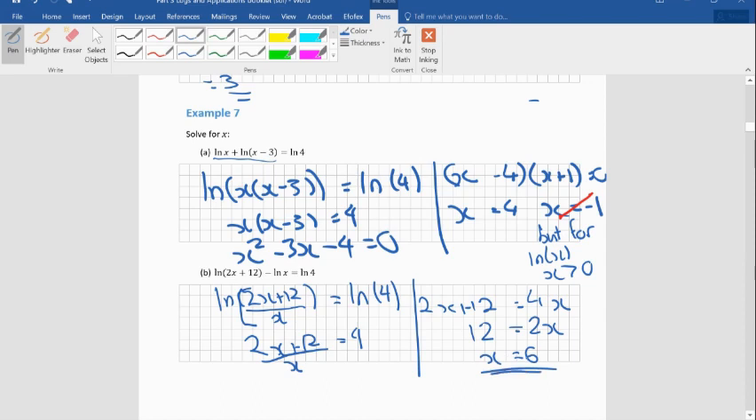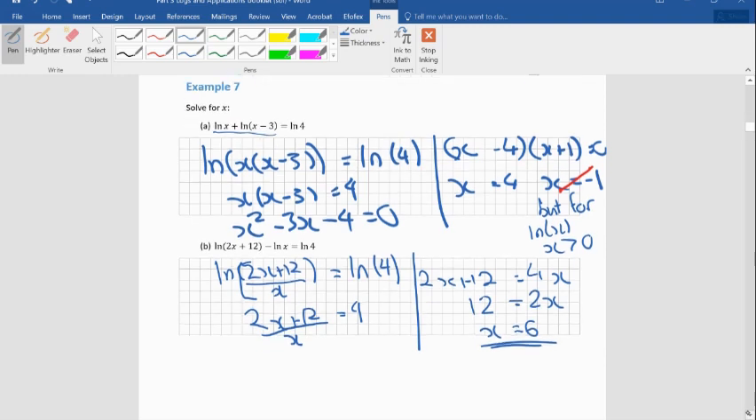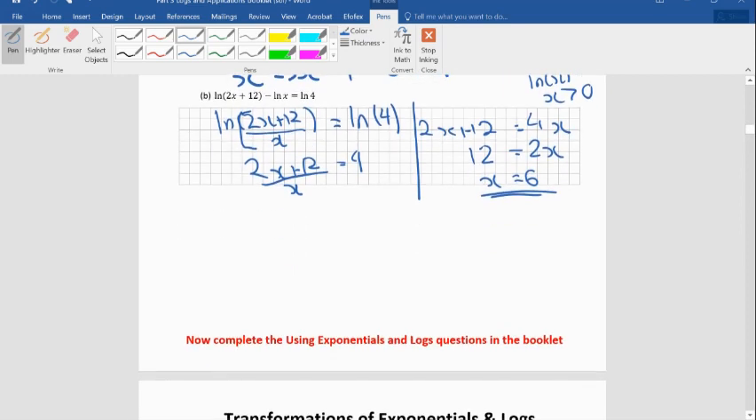Okay, and let's just check that 6 value in here. What's that? 2 times 6 is 12. 12 plus 12 is 24. Yeah, ln 24 is okay. ln 6 is okay. Yeah, so you just got to realize there's some places we can't do that. All right. Yeah, so that's those first ones. I know that was quite quick, but hopefully that makes a bit more sense to you. So you've got a booklet to go through to practice those questions.